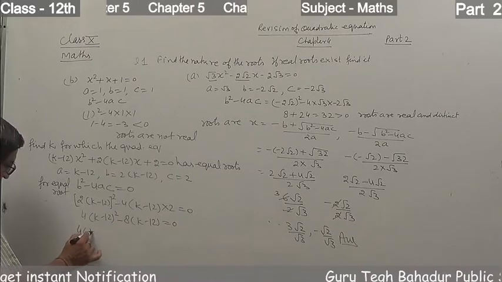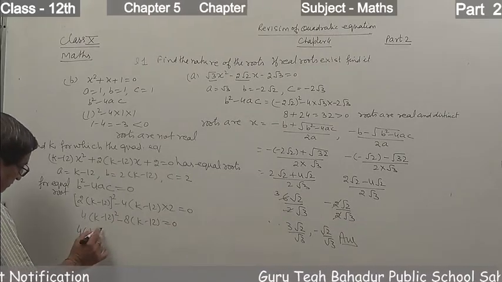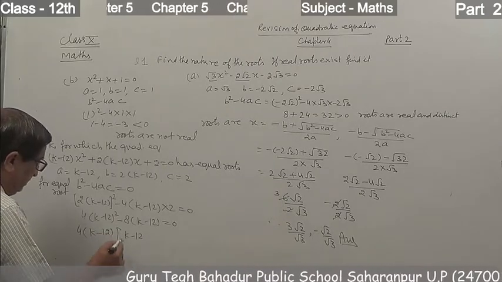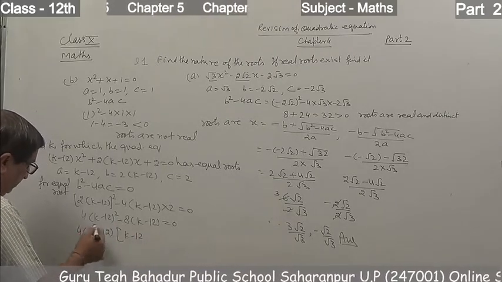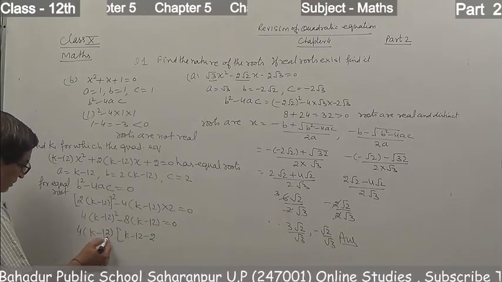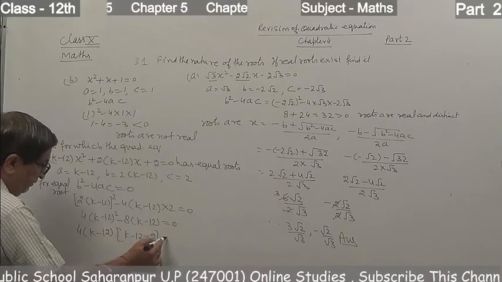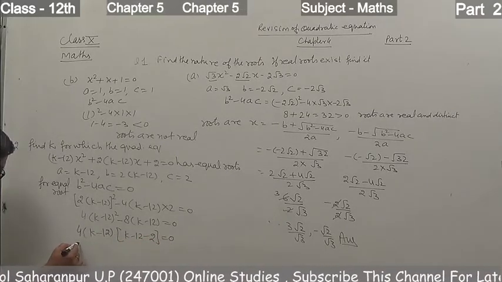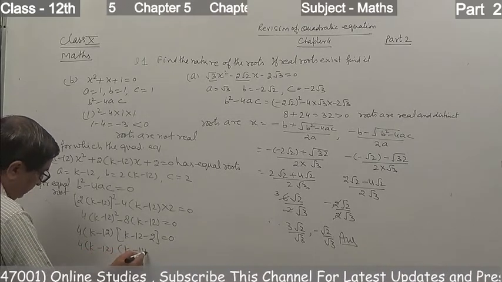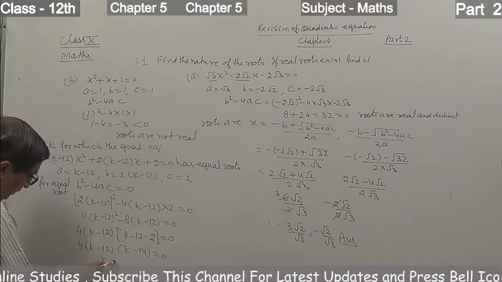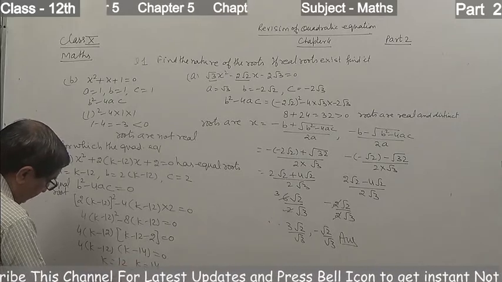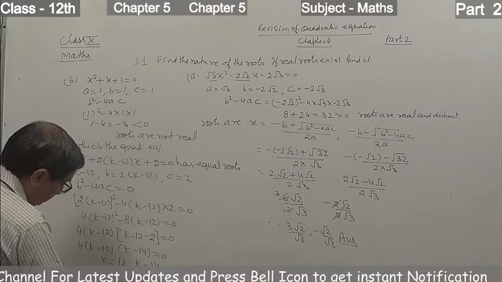Taking 4 into k minus 12 common, so it will be k minus 12 is common, 4 to the 8, so it will be 2. Here is square, one power is common, only k minus 12 is left. So 4 into k minus 12 into k minus 14 is equal to 0, k is equal to 12, k is equal to 14. K is equal to 12 does not exist.